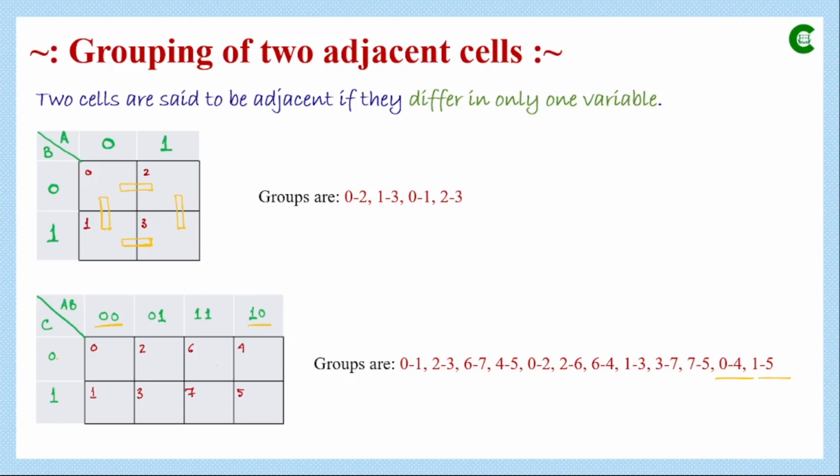That means as per the definition of adjacent cells, cell number 0 and cell number 4 can be called adjacent cells. So we can group 0 and 4 this way, and the same logic is applicable for 1 and 5 as well. So these are some possible combinations which apparently may look impossible, but if we go by the definition of adjacent cells, then that is possible.